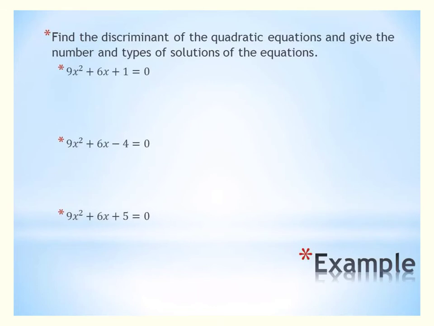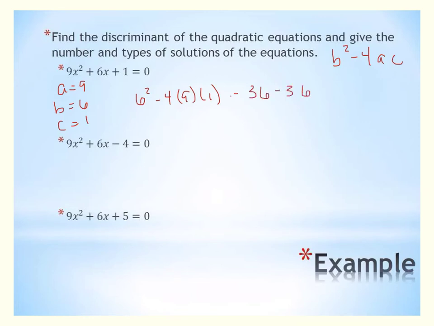So let's find the discriminant of these 3 quadratic equations. And remember, they still have to be in standard form equal to 0. And so we're looking at b squared minus 4ac. So in this first one, a is 9, b is 6, c is 1. And so b squared would be 6 squared minus 4 times 9 times 1, which is going to be 36 minus 36, which is 0. So it's going to have 1 real solution. Okay, and notice it says give the number and types, so 1 real.